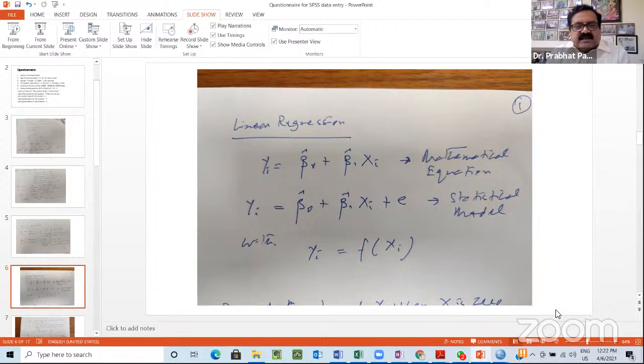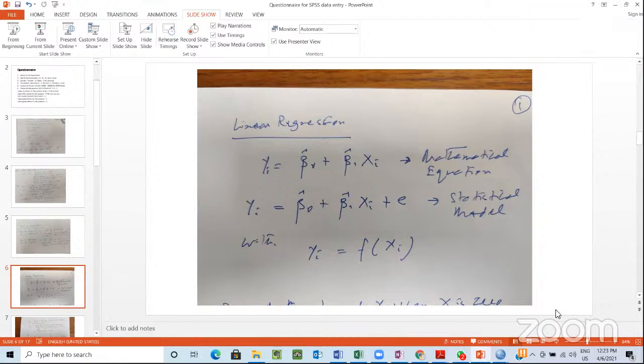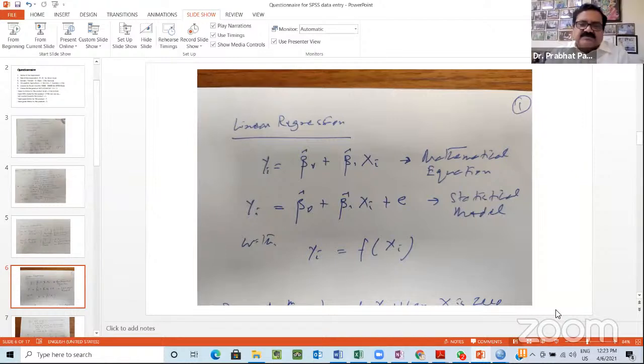So that's why the estimate is put on the parameters. So y is equal to beta 0 plus beta 1x, and beta 0 is your intercept, beta 1 is your slope. But this is called the mathematical model. The second model is y is equal to beta 0 plus beta 1x plus e, and e is called the error factor, error term, or the random factor. This model is called the statistical model.